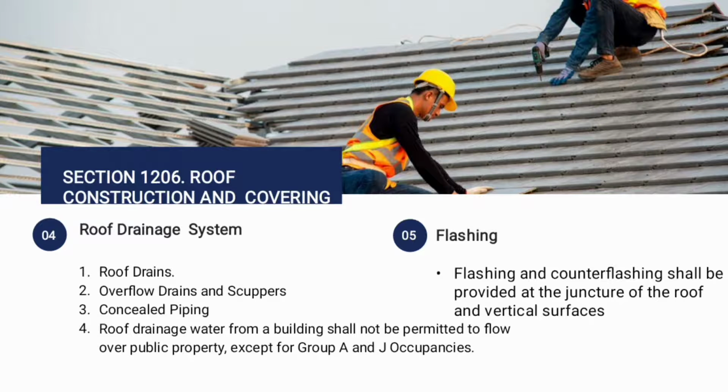And for the roof drainage system, your installation of roof drains should be installed in the low points of the roof and it should be in its adequate size to discharge the tributary waters such as rainwaters. And then you could also provide overflow drains and scuppers.